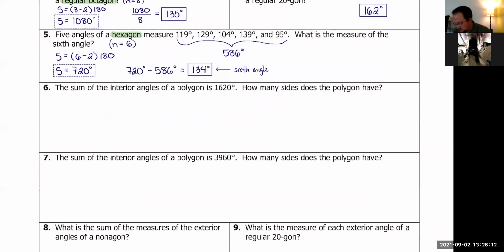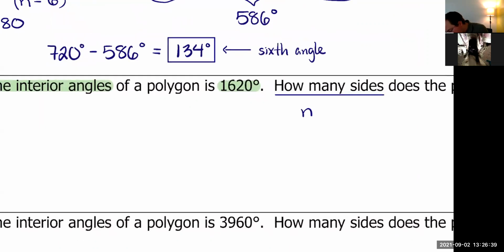Next one, flipping us upside down again here. It says the sum of the interior angles of a polygon is 1,620 degrees. How many sides does the polygon have? This is a little strange because now it's given me the sum of the interior angles as 1,620 degrees, and it's asking me how many sides it has. So do I know n? No. If it's asking me how many, I must not know it yet. So that's what I'm looking for.